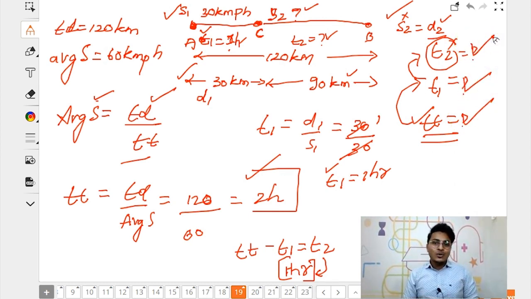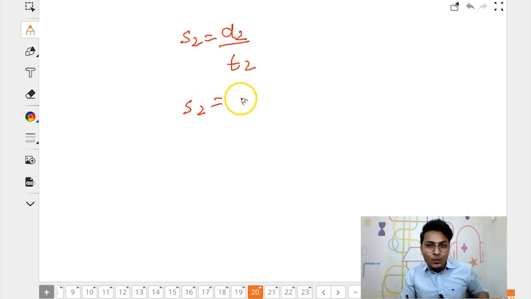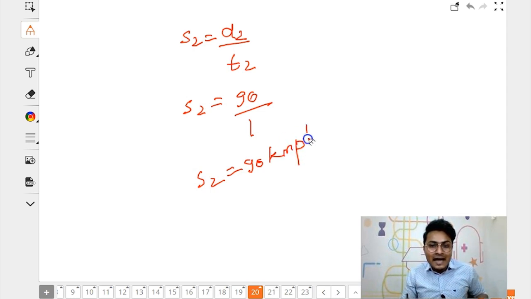T2 मिल गया बच्चों. अब क्या करना है? S2 निकालना है. How difficult is it to find S2 now? S2 is equal to nothing but D2 by T2. You have got it. S2 will be equal to D2, which is nothing but how much? How much is D2? 90, right? 90 divided by T2, which is 1 hour. S2 is equal to 90 kmph. And that's your final answer.